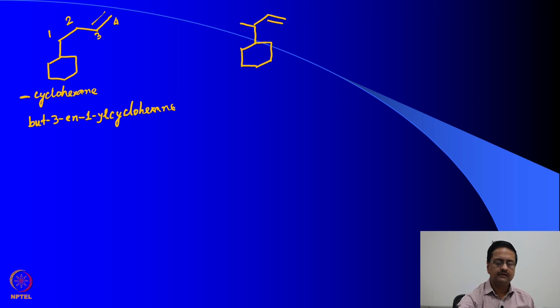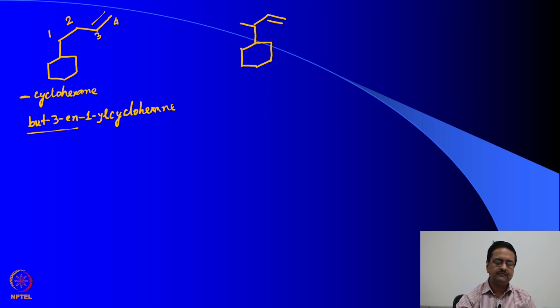See the nomenclature that we have followed here. We have first found the cyclic chain and numbered the side chain in such a way that the connectivity of that side chain with the cyclohexane ring gets the lower numbering, and then we have written the name of that side chain as this.